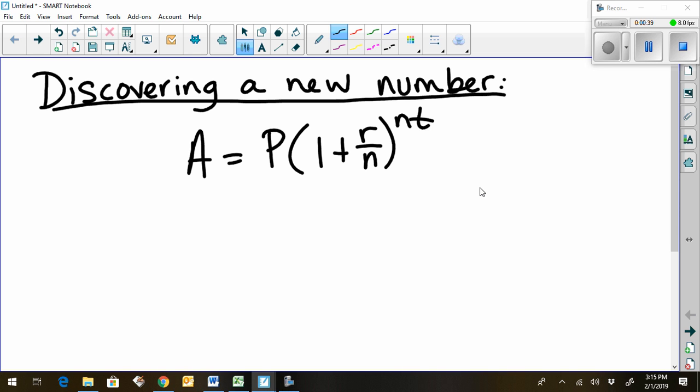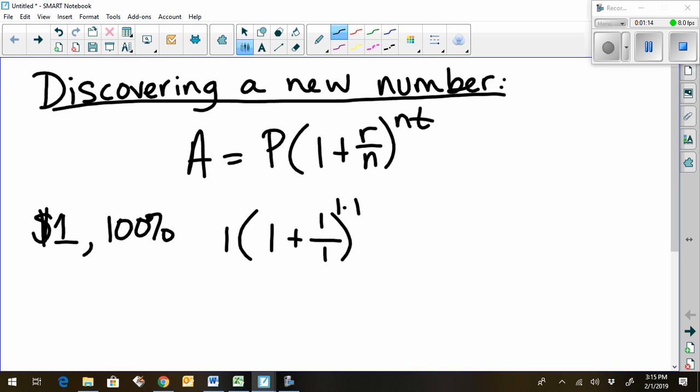Now, let's imagine that we invest $1 at an interest rate of 100%. Okay? So, we have $1, 100%, and we're just going to say we'll invest that one time. So it compounds one time for 1 year. Okay? So, here are the things we know. We've got $1. Our rate is 100%.